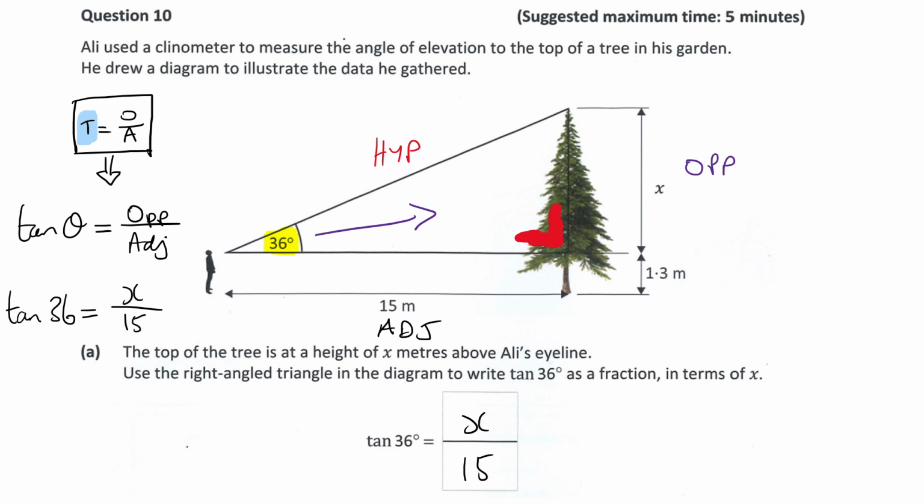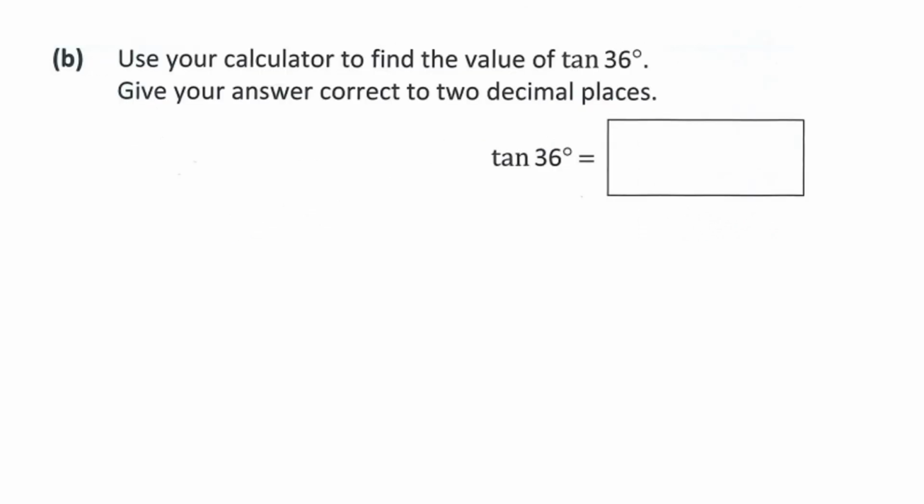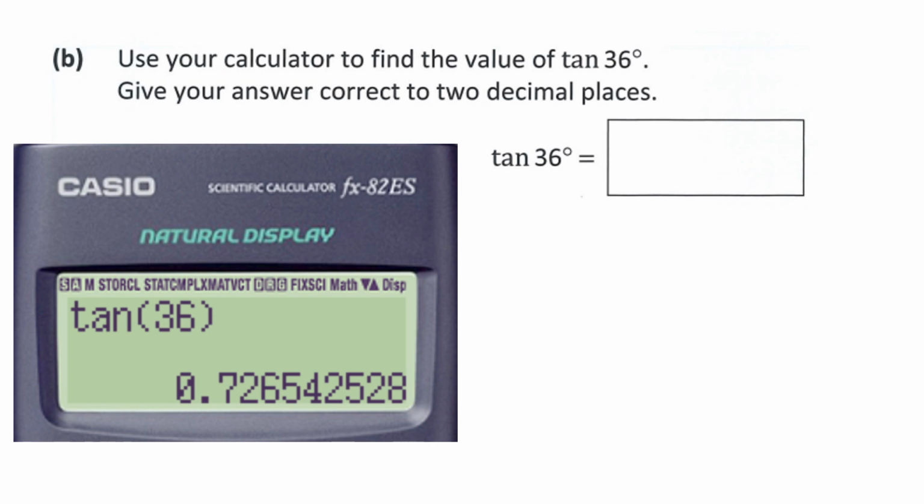Right, we'll move on to part B. Part B then says use your calculator to find the value of tan of 36 degrees. Give your answer correct to 2 decimal places. You want to all check in your calculator, but the tan of 36 is 0.726542.